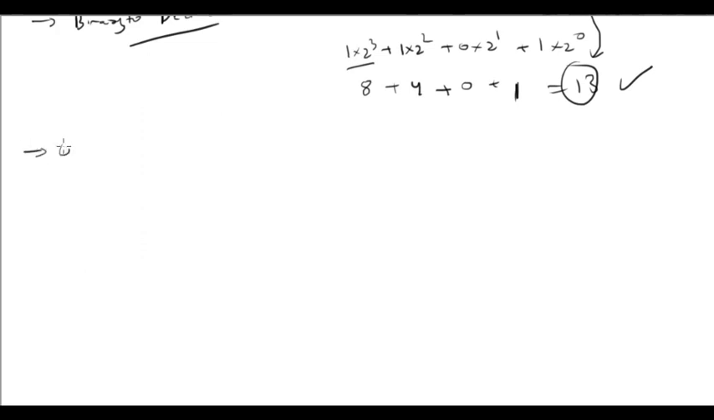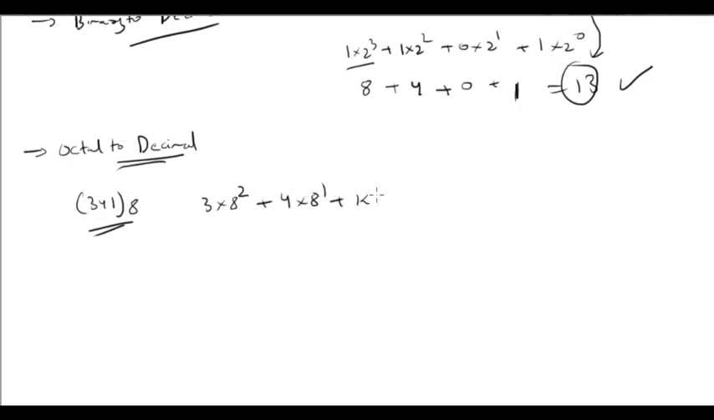Now, octal to decimal. In this, the number is given as 341 in base 8. We have to convert into decimal form. Now 3 into 8 squared plus 4 into 8 to the power 1 plus 1 into 8 to the power 0. 3 into 8 squared is 3 into 64, plus 4 into 8, that is 32, plus 8 to the power 0 is 1.